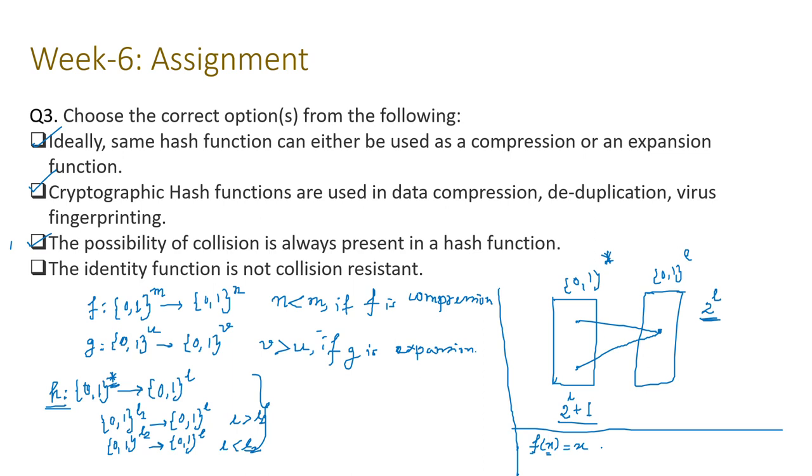So if I say it is not collision resistant, do you agree? I am saying that f of x is not collision resistant. Is it true? So let's say it is not collision resistant. That would imply that there exist x1 and x2 for which f of x1 is f of x2. Also x1 should be not equal to x2.